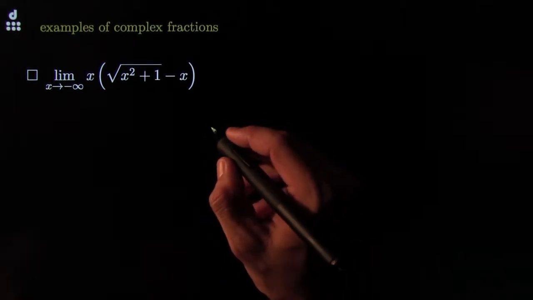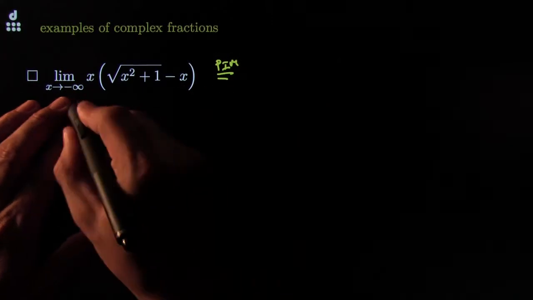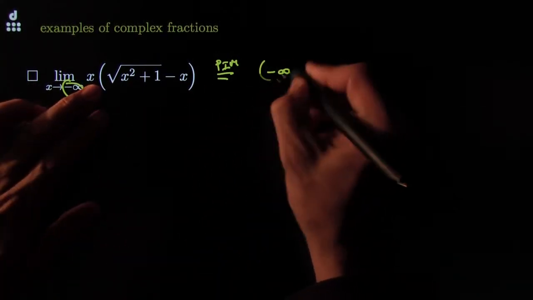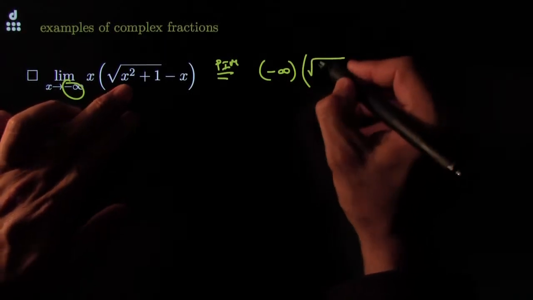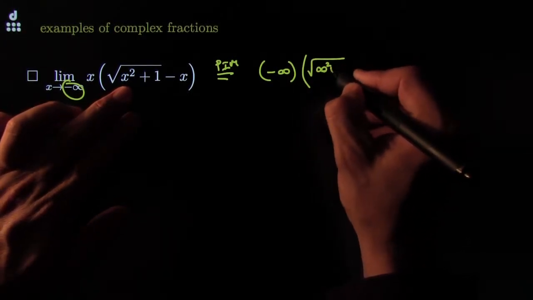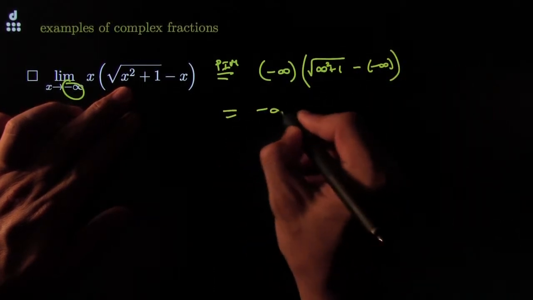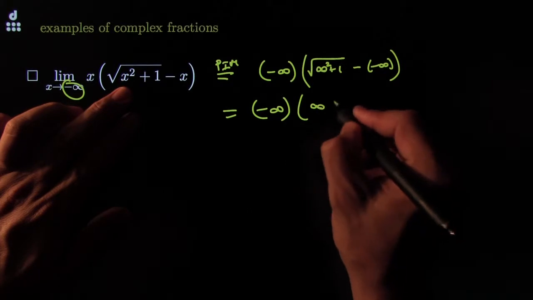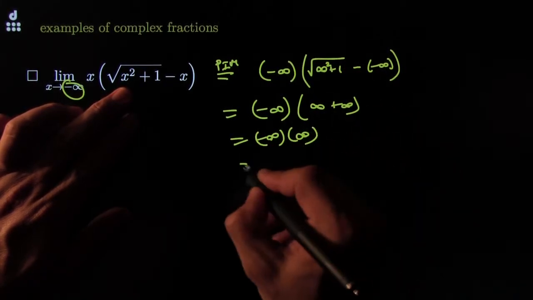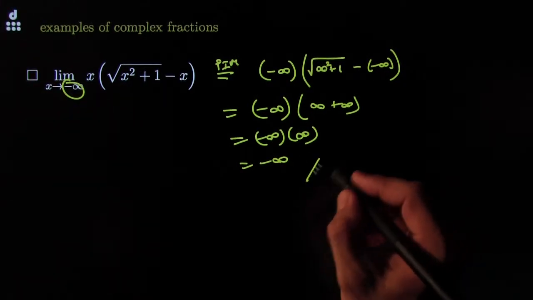So let's try problem number 5 here, and of course we start off trying our luck with the plug-in method. x is going towards negative infinity. That makes this negative infinity times the square root of negative infinity squared, which becomes positive infinity, plus 1 minus negative infinity. That of course becomes negative infinity times infinity plus infinity, which becomes negative infinity times infinity, which of course becomes negative infinity. So the limit is clearly negative infinity, and you're done.